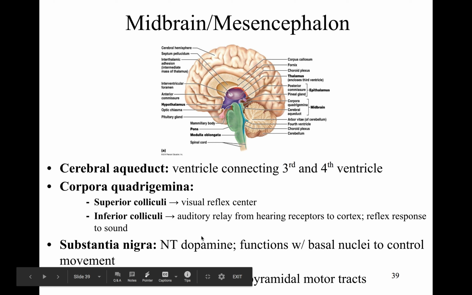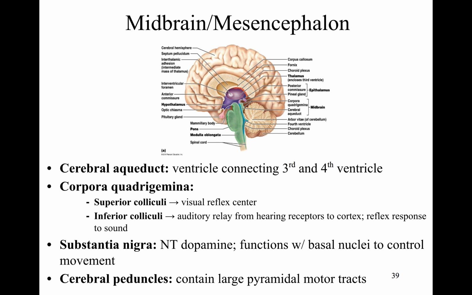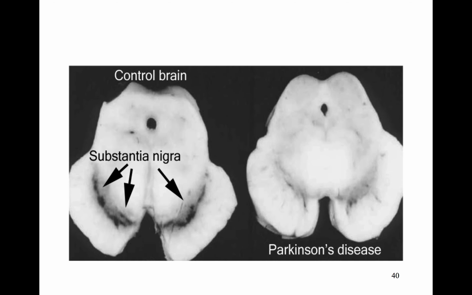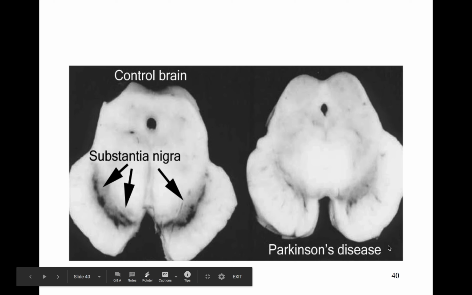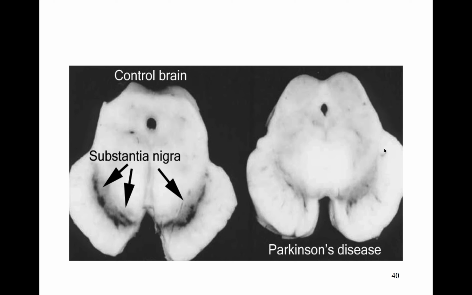These neurons are going to be functionally very similar to the basal nuclei. So they're going to function with the basal nuclei in order to control movements. Degeneration of the substantia nigra in the basal nuclei causes Parkinson's. So we can see that in a midbrain that's affected by Parkinson's, we don't have those pigmented nuclei or the substantia nigra. Therefore, we have a reduction in dopamine, and the substantia nigra function to help control our movements.